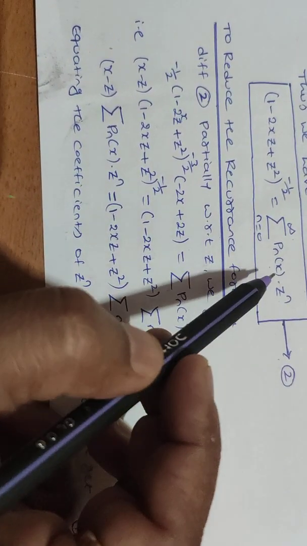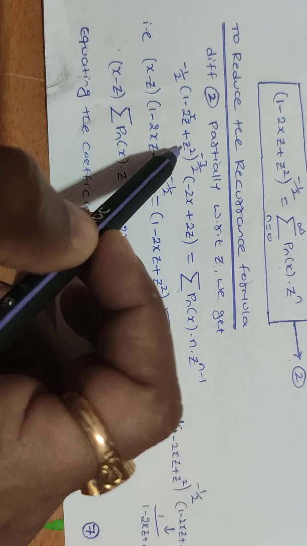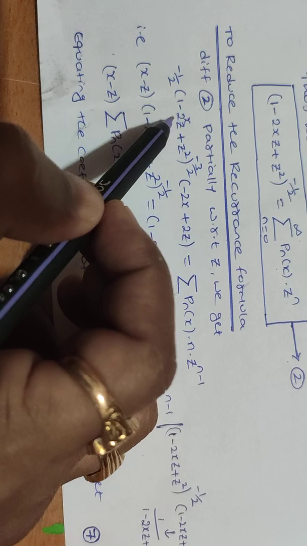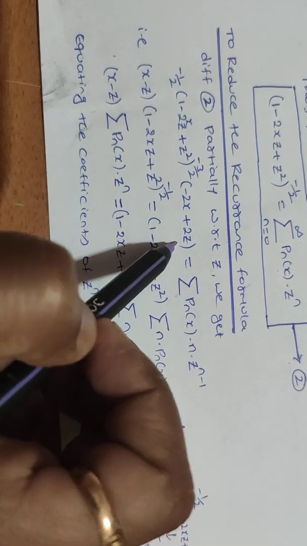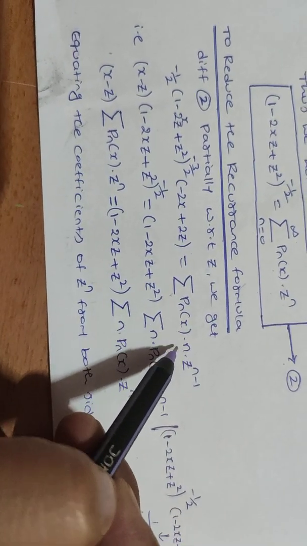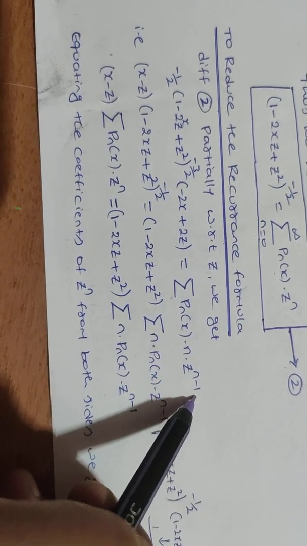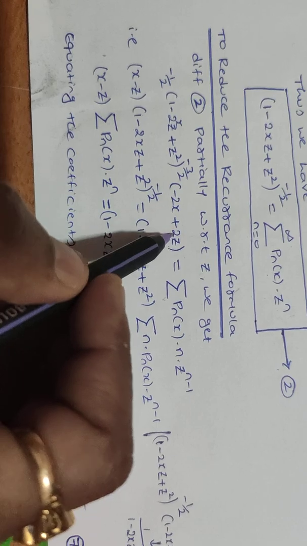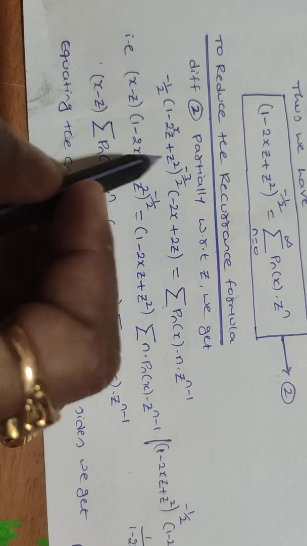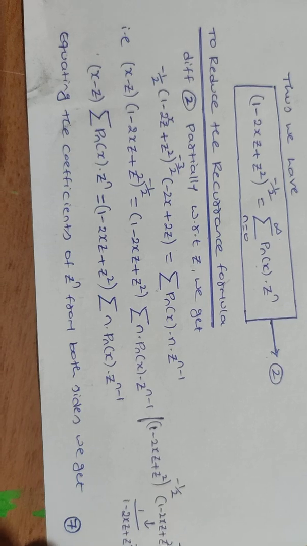Differentiating 2 partially with respect to z, we get minus half into (1 − 2xz + z²) to the power minus 3 by 2, the minus 1 being subtracted from the power. The inner derivative of this term will be (−2x + 2z), which is equal to the summation of n equals 0 to infinity of Pn(x) into n into z to the power (n − 1). Now taking 2 as a common factor and cancelling 2, we get (x − z) into (1 − 2xz + z²), writing the term minus 3 by 2 as minus half into minus of 1.